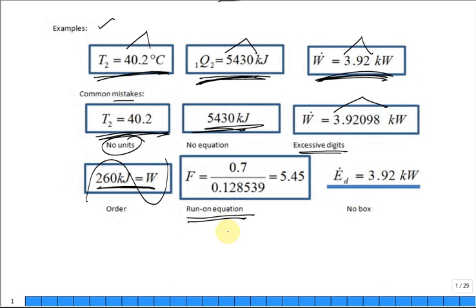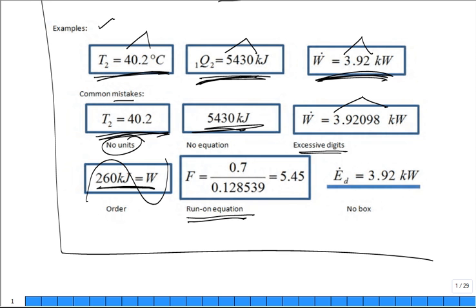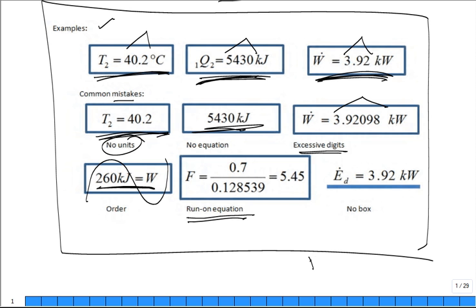Somebody says the professor wants the box. And then a little note, find it inside. Right? Find it inside. Yeah, everything's in the box, professor. No, box is for the final answer. This is a run-on equation, intermediate steps not included. And this is not a box. Underline is not a box.